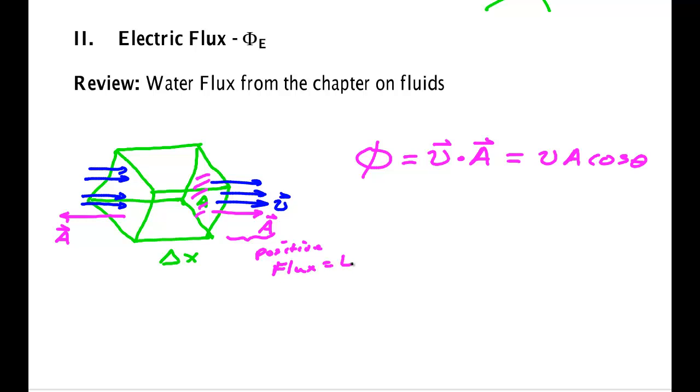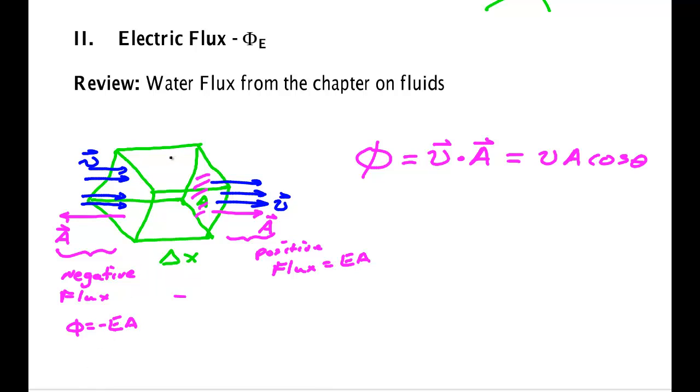And it was EA. Over here, however, the velocity arrows are pointing in the opposite direction of A, so the angle is 180. So if we do the same sort of calculation, this is negative flux or negative flow. So the phi over here is minus EA.